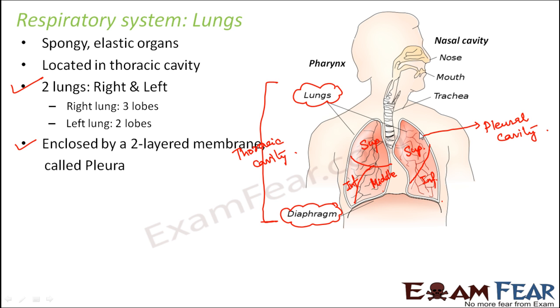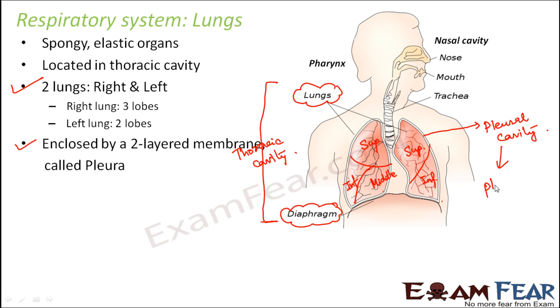Between these two layers of the pleural membrane, this area is called the pleural cavity, which is filled with pleural fluid. This fluid adds to the sponginess of the lungs and also provides lubrication and prevents friction.